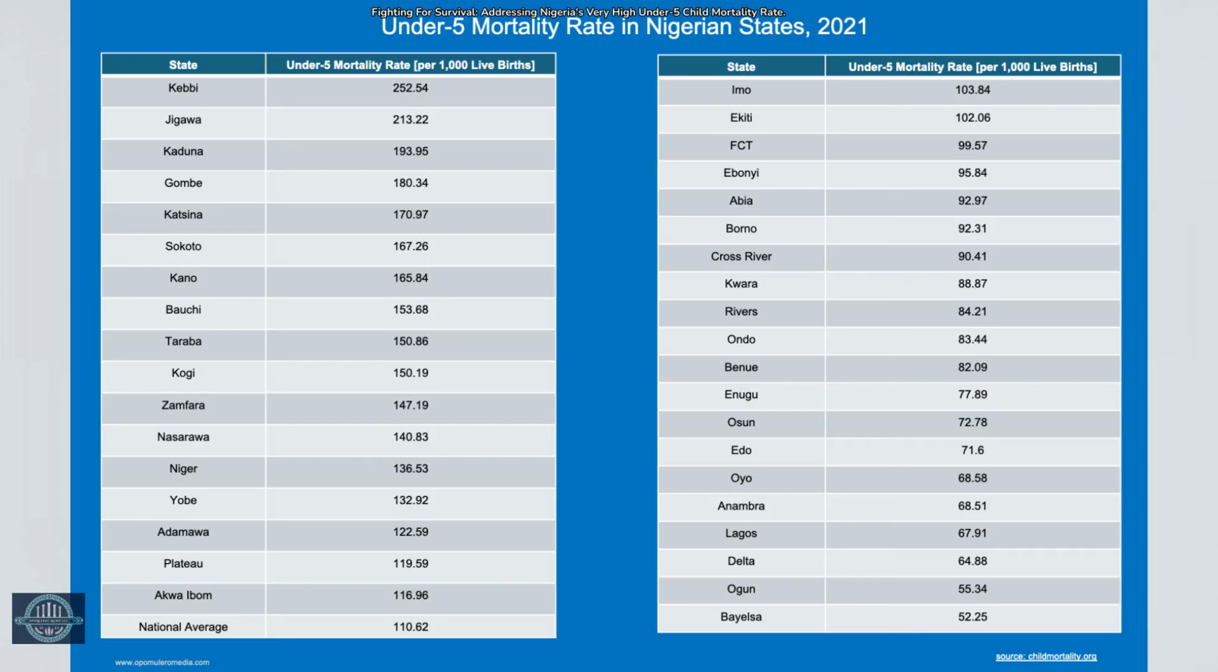All the other states should emulate the achievement of Bayelsa State. The second lowest under-5 mortality rate is in Ogun State, located in southwest Nigeria, with 55.34 deaths per 1,000 live births. We also applaud the hard work of the people and government of Ogun State in prioritizing the health of children in the state.